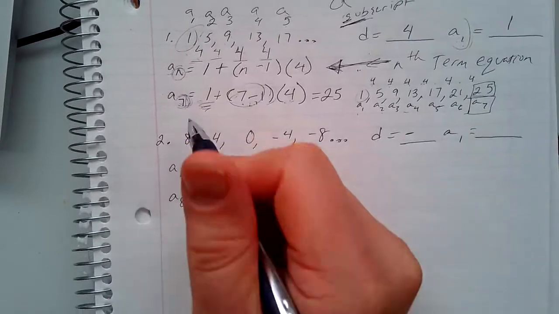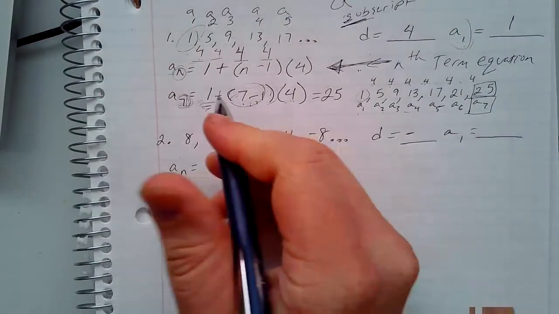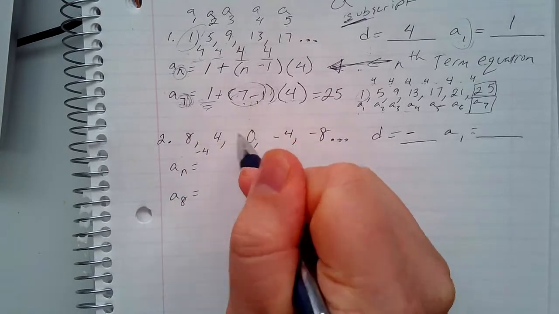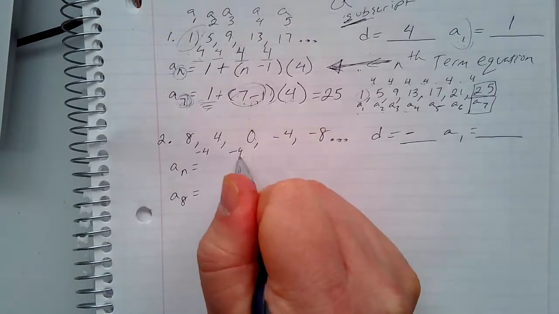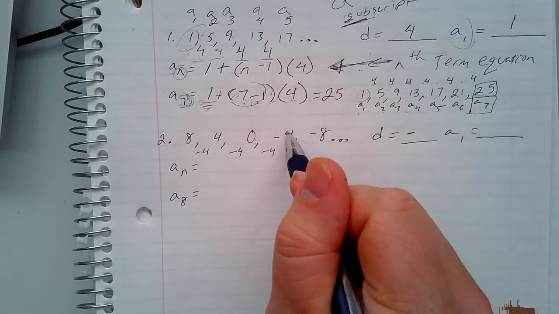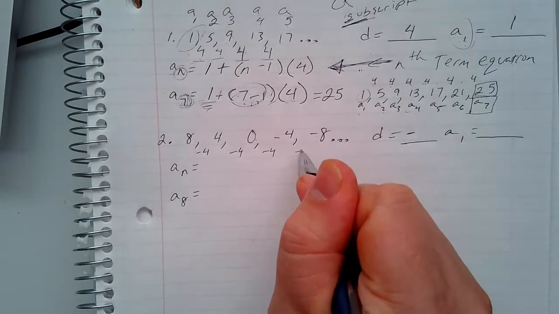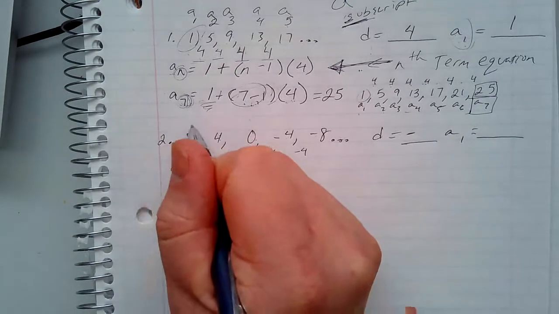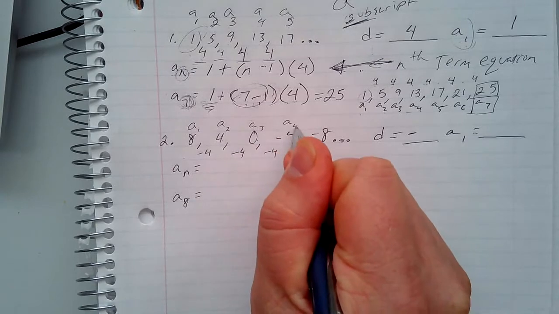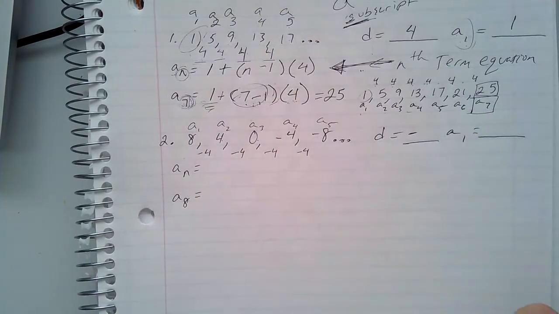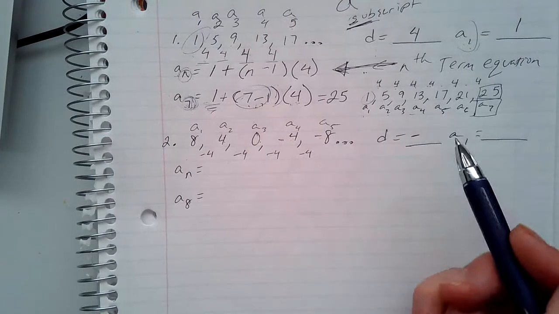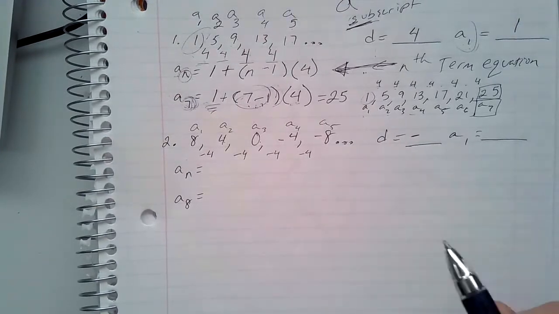All right, so 4 minus 8 gives me negative 4. 0 minus 4 gives me negative 4. Negative 4 minus 0 gives me negative 4, and negative 8 minus negative 4 gives me negative 4. Okay, this is a sub 1, this is a sub 2, this is a sub 3, a sub 4, and a sub 5. So we could choose to do this 3 more times, or we could create an equation and plug it into our calculator.